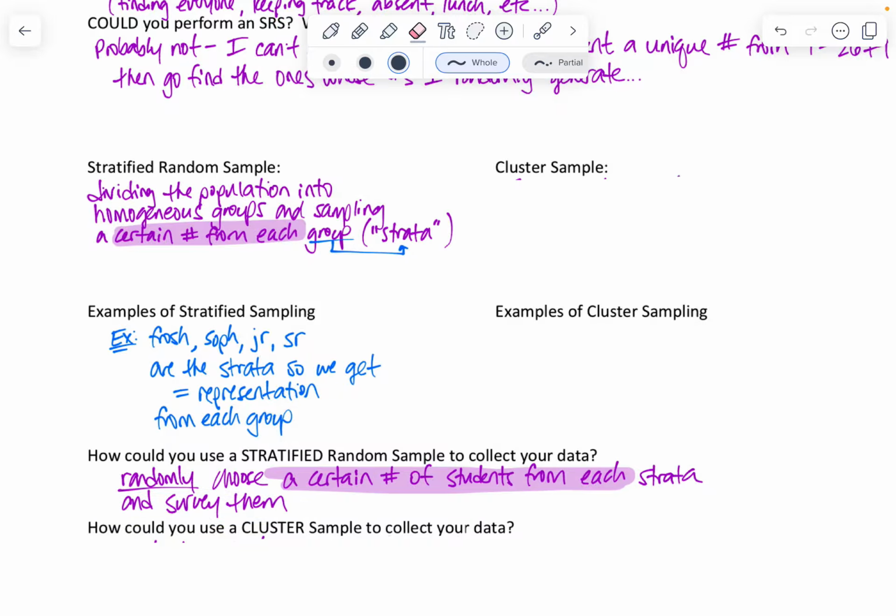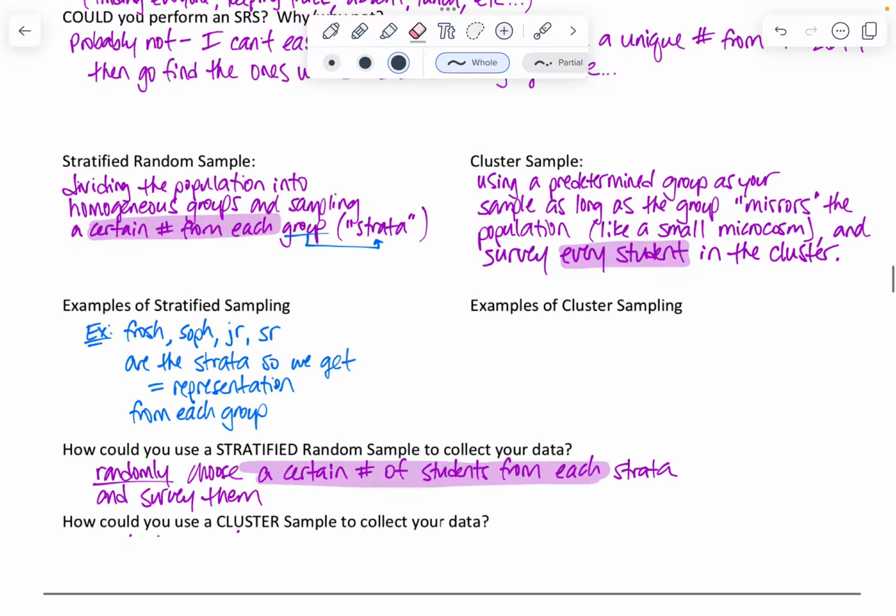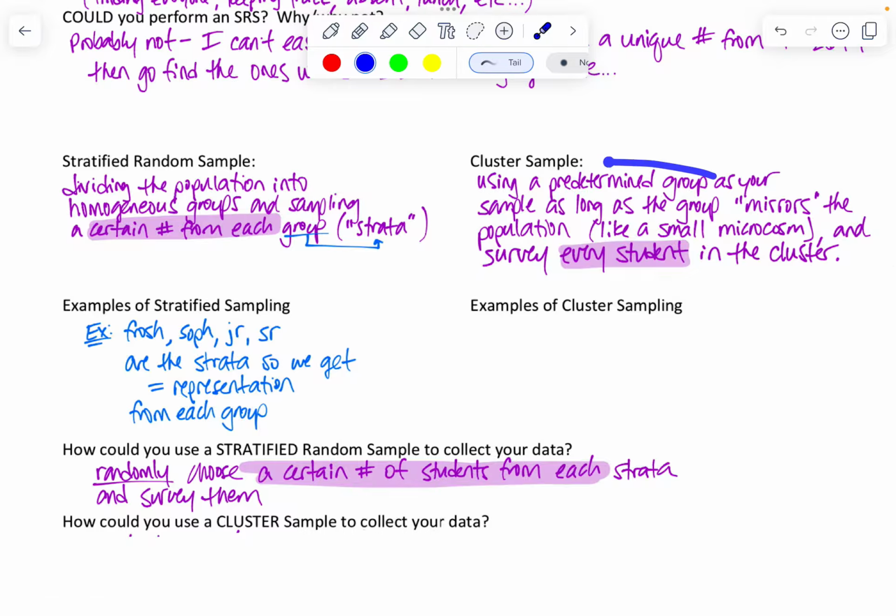Now let's talk about what a cluster sample means. Here it is. Using a predetermined group. So you're not grouping them based on something homogeneously, if that's a word. It's a predetermined group as your sample, as long as the group somewhat mirrors what the population looks like. So it's like a small microcosm of Fremd High School. And when you use your predetermined group, which is called a cluster, you survey every single student in that cluster, okay?